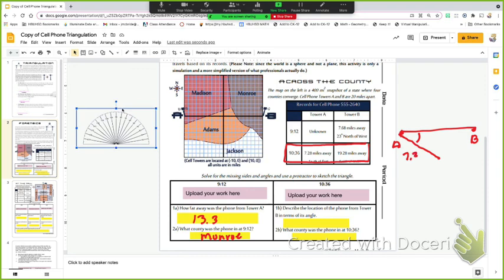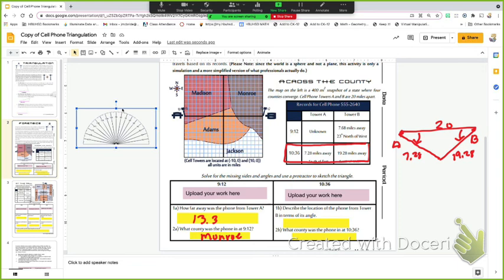7.28 miles. And then from tower B, you go south of west. So you go due west, and then you go to the south like that for 19.28 miles. And then remember, the distance between the cell phone towers is 20. So these two are either going to meet in Adams County or Jackson County, according to the map, right? So your goal is to figure out where they meet.